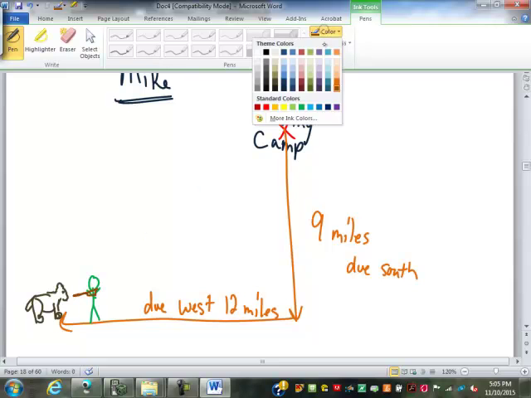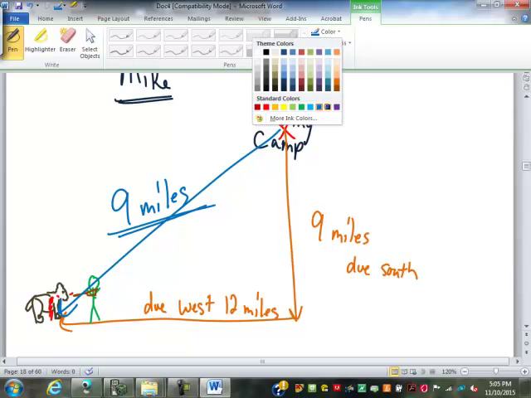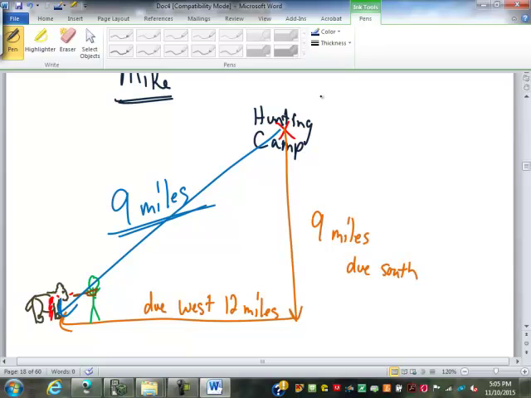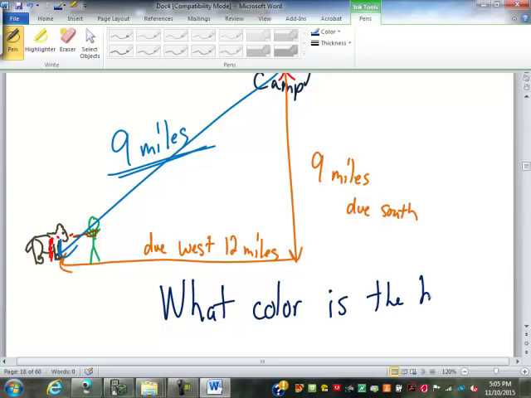At which point he shoots a bear. I know it's kind of morbid with the blood. Mike realizes that he is still exactly 9 miles from camp. Here's your extra credit question due next week, or not next week, next Thursday when you come to class. You have to be able to prove it to me. What color is the bear?